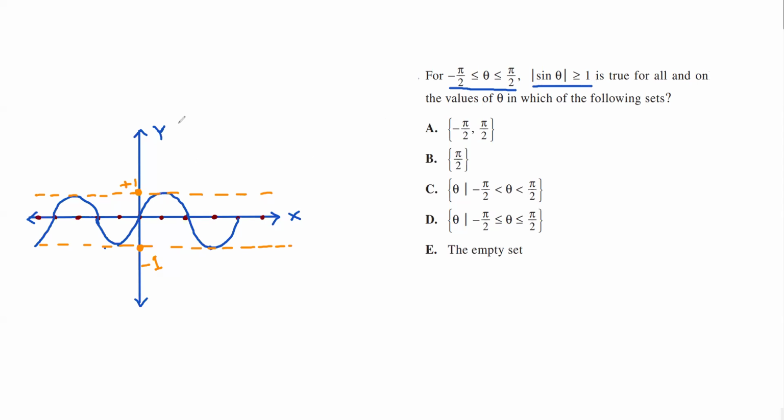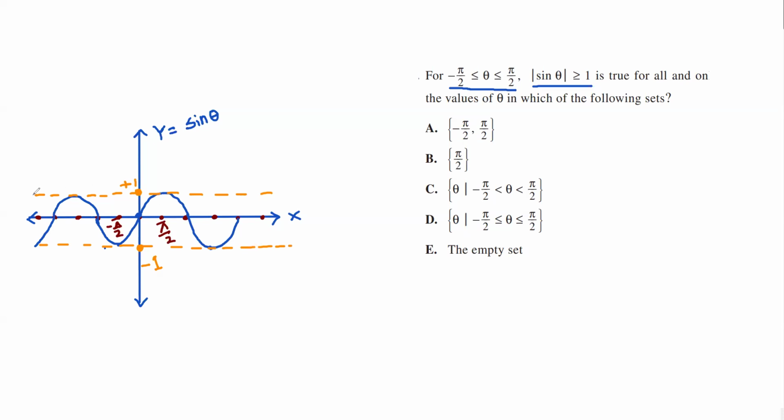So you see the curve of y equals sine of theta. It somehow looks like this, right? It starts from 0 and goes on. So this one is the pi over 2. And this point is the negative pi over 2, right? That's how it looks like.